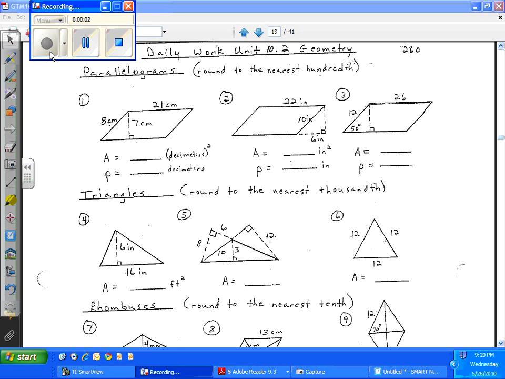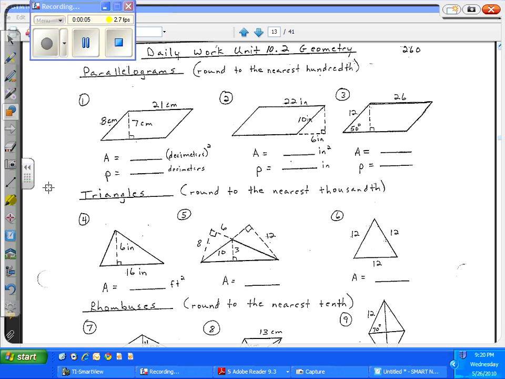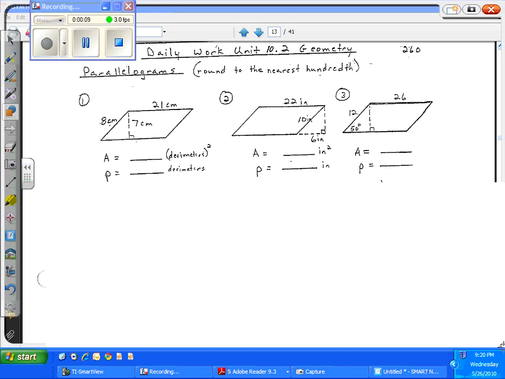Okay, we're doing daily work unit 10-2. I'm going to leave the blanks this time so we can see what it's asking for. Don't want to miss any of the directions. It says round to the nearest hundredth. We don't want to miss that. That's in fine print up there.